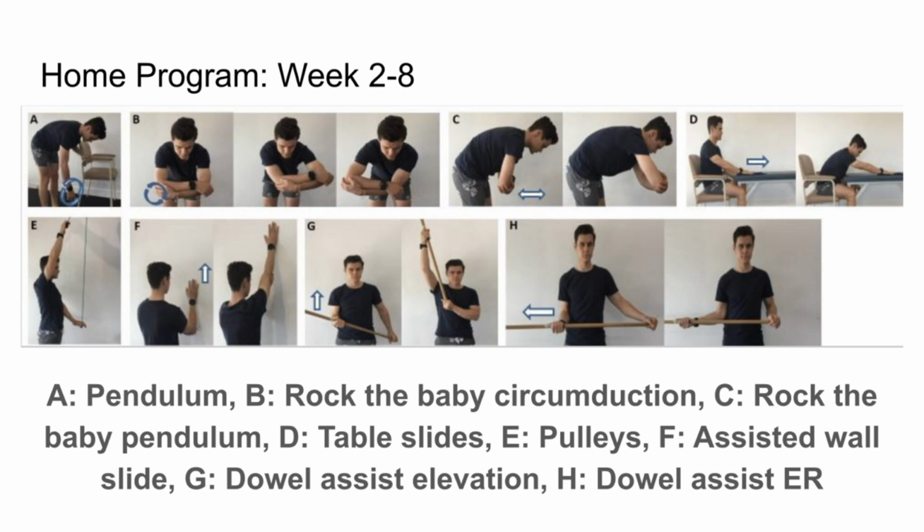So in the far top left, we have the pendulum. Next to it, that is the rock the baby circumduction. Next to that is rock the baby pendulum. Then we have our table slides. Then obviously you can see the pulleys. Then we have the assisted wall slide, the dowel assist elevation, and then dowel assist external rotation.